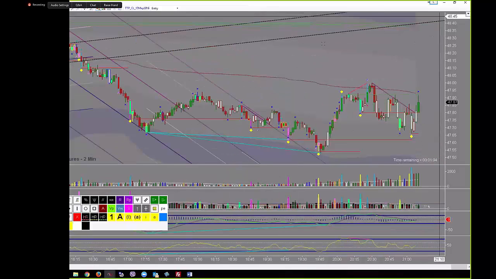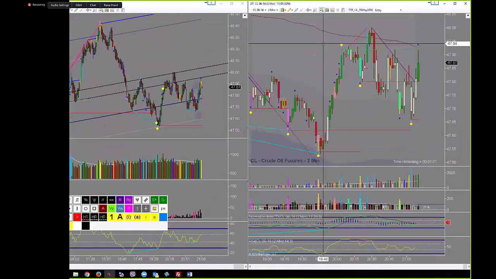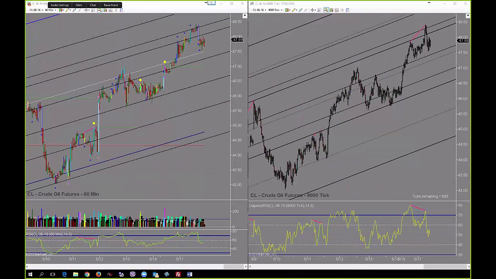Okay, so that's that chart. So then let's look at some other charts that I did to try and give you some examples. So let's have a look at... all right, so now I've put on a 60-minute chart and the 9,000 tick.